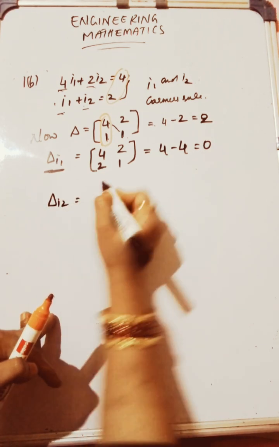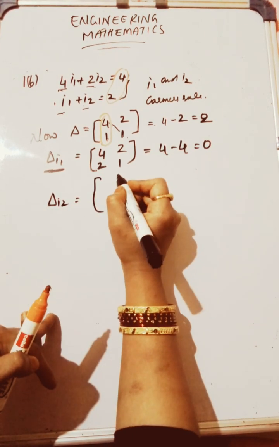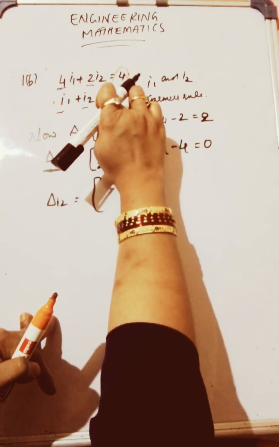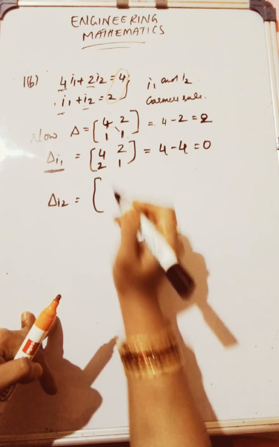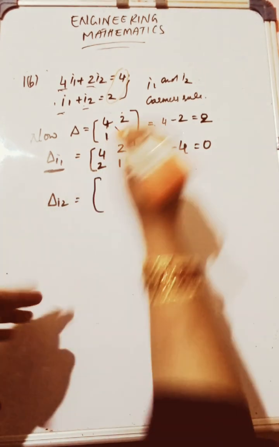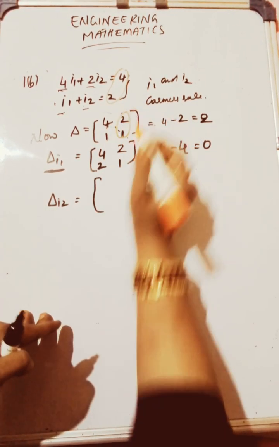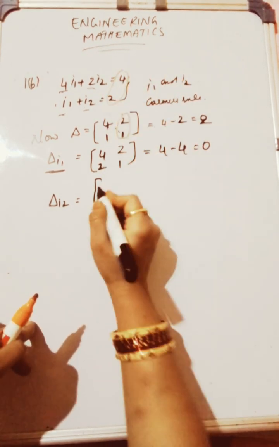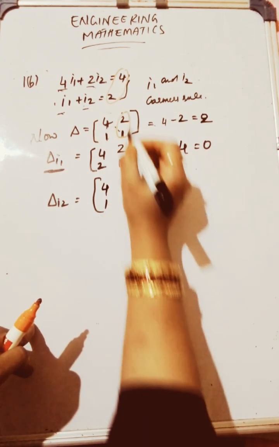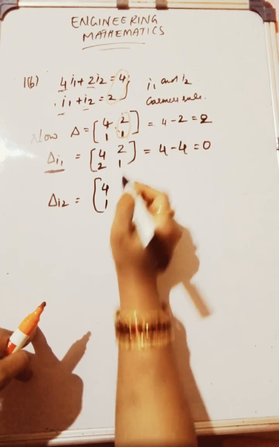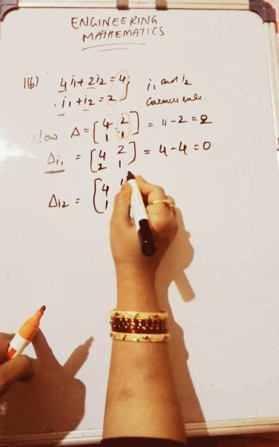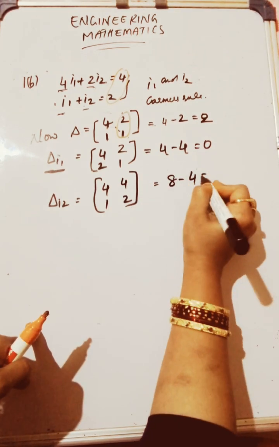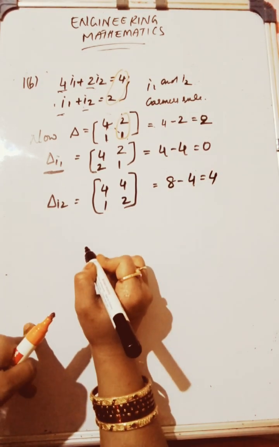Next, delta I2. In which place am I going to change? Delta I2 means second row, isn't it? In this place I am going to write this 4 and 2. Same 4 and 1 I wrote. Here, in the place of 2 and 1, I am going to write 4 and 2. Similarly, 4 2s are 8 minus 4 1s are 4 is equal to 4.